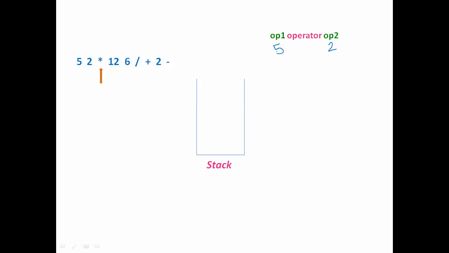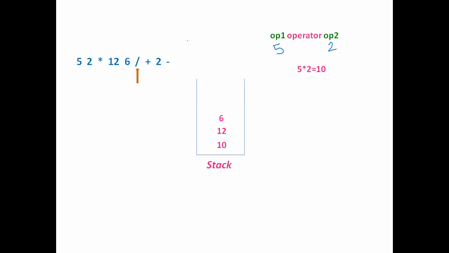Now we apply multiplication on these two operands. 5 star 2 is 10. Now 10 is pushed back to the stack. Move to the next position. It is an operand. Push it onto the stack. Go to the next position. It is also an operand, so push it onto the stack. Move to the next position.